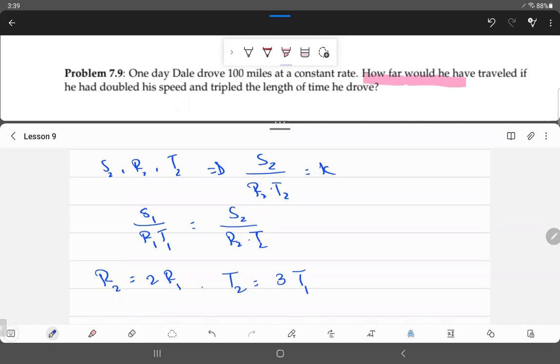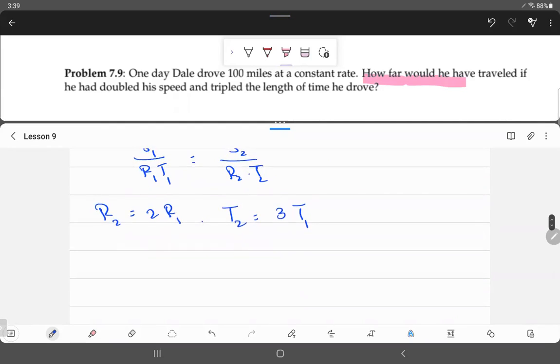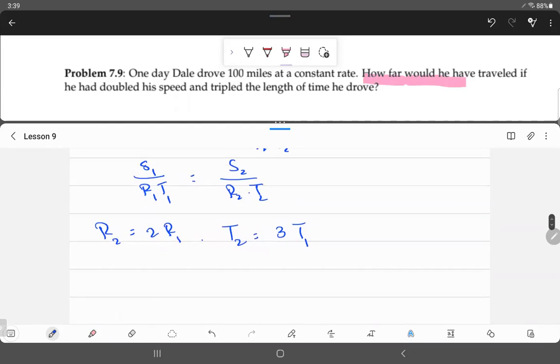The distance, right? S1 is the first distance. The distance is given to us, 100 miles. S1 is 100 miles.